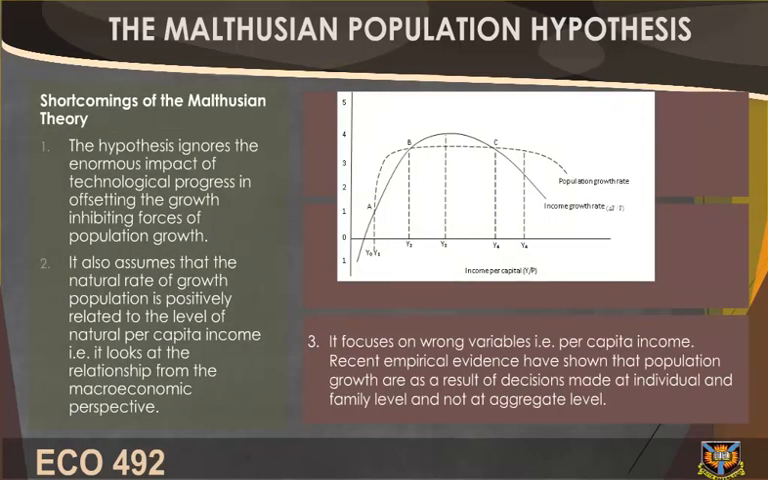Shortcomings of the Malthusian theory. 1. The hypothesis ignores the enormous impact of technological progress in offsetting the growth, inhibiting the forces of population growth. 2. It also assumes that the natural rate of population growth is positively related to the level of national per capita income. That is, it looks at the relationship from the macroeconomic perspective. 3. It focuses on wrong variables, that is, per capita income. Recent empirical evidence has shown that population growth is a result of decisions made at individual and family level and not at aggregate level.